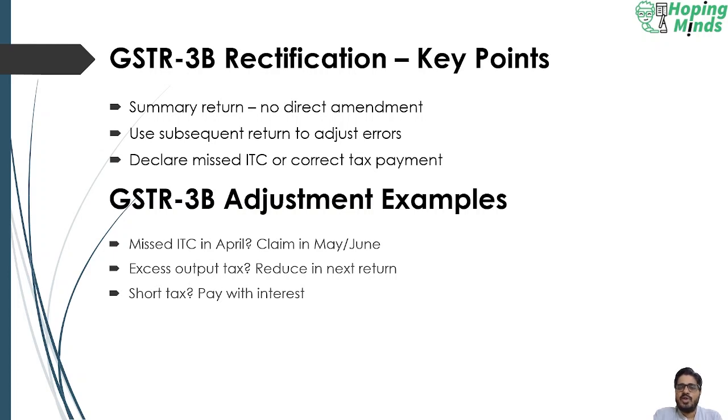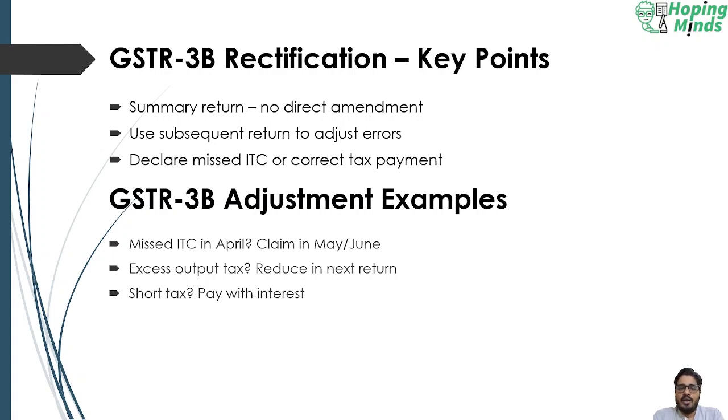Next, missed input tax credits we can claim in any return before the November return or the filing of annual return, whichever is earlier. So for example, if in May 2025 we have missed the input tax credit amounting to rupees 5,000, then we can claim the same in the June month's return, subject to the condition that annual return has not been filed till that date.